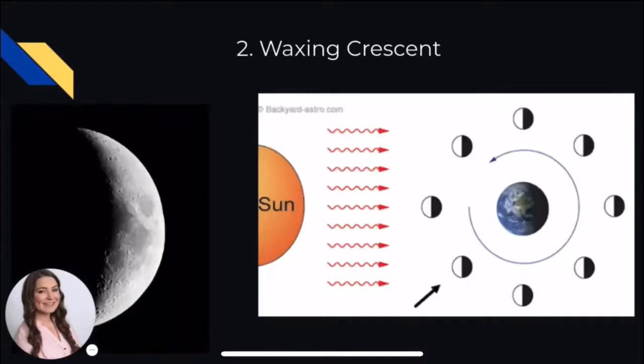As the moon continues in its orbit, only a small sliver called a crescent, it may remind you of a crescent roll, can be seen. This phase is called waxing crescent. Again, waxing means the bright side is increasing. This crescent will increase until it reaches the next phase.